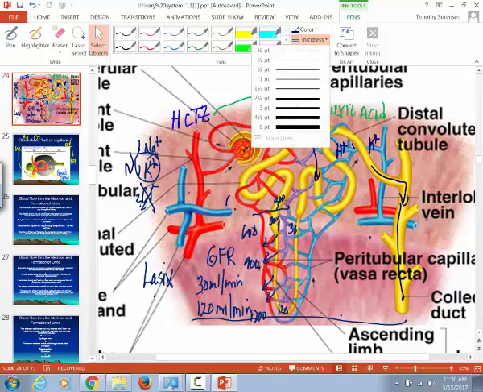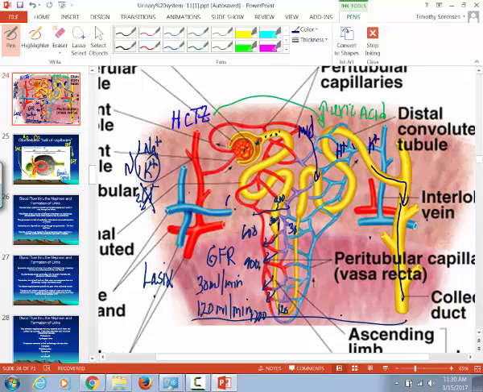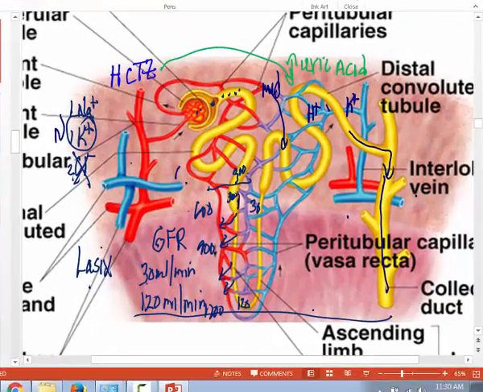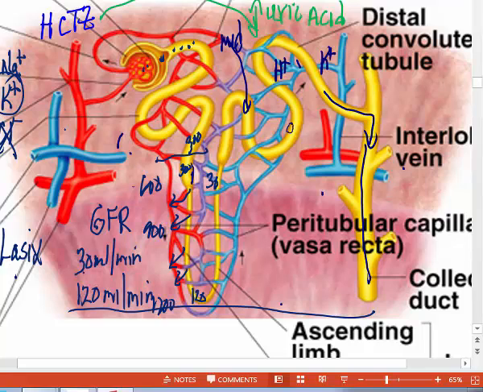Embedded in the cells that make up the distal convoluted tubules, there is a pump called the sodium-potassium pump. And what does the sodium-potassium pump do? That's going to be an extra credit question. So watch. Better write this down. Aldosterone stimulates the sodium-potassium pump in the distal convoluted tubules.